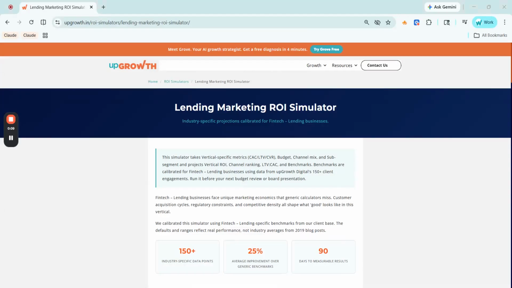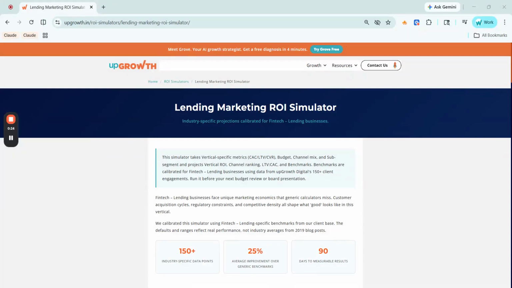A lending business is spending 5 lakhs a month on ads across Google, Facebook, and LinkedIn. How many loan disbursements is that actually producing? Which channel is working hardest? And what is the 12-month return on that spend? This simulator answers all three questions in one place.